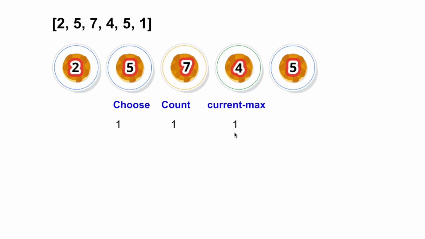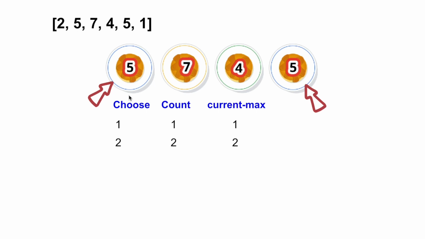The current max is now 1. The first step always counts, so the current count is 1. Then we compare the leftmost 2 and the rightmost 5. We choose 2. Since 2 is not smaller than the current max 1, this step counts. Count is now 2. The current max is now 2.